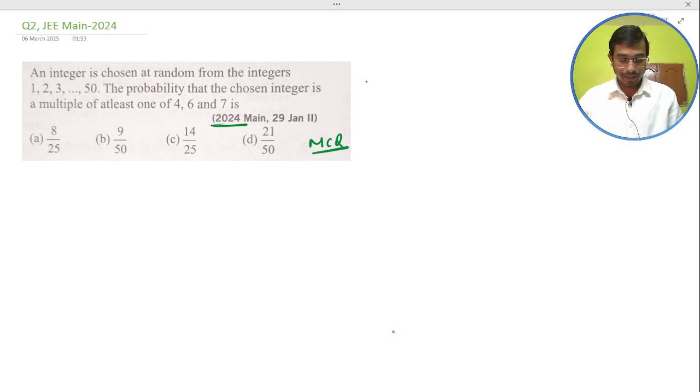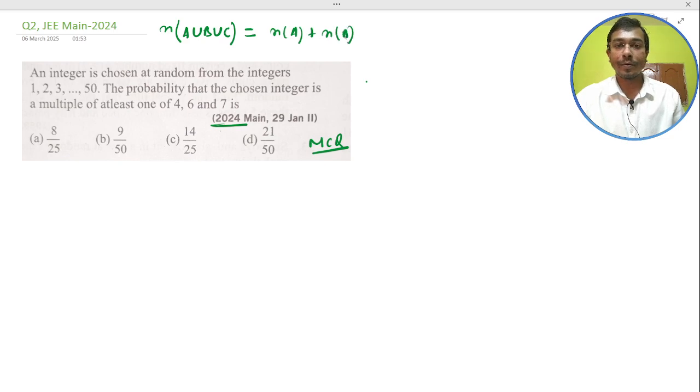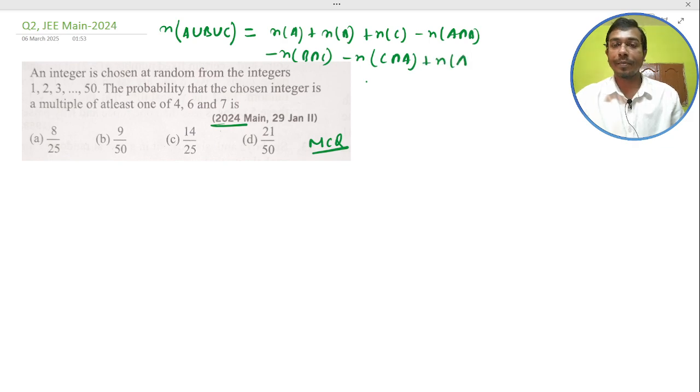Use the formula to get the final result: n of A union B union C is nothing but n of A plus n of B plus n of C, minus n of A intersection B, minus n of B intersection C, minus n of C intersection A, plus n of A intersection B intersection C.